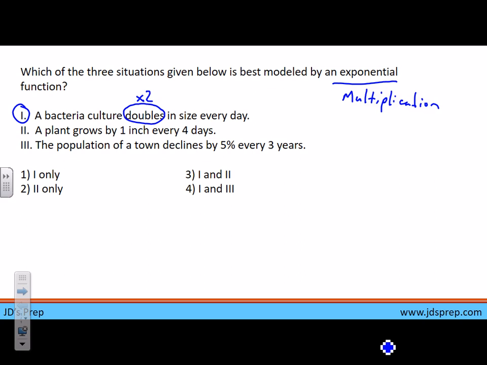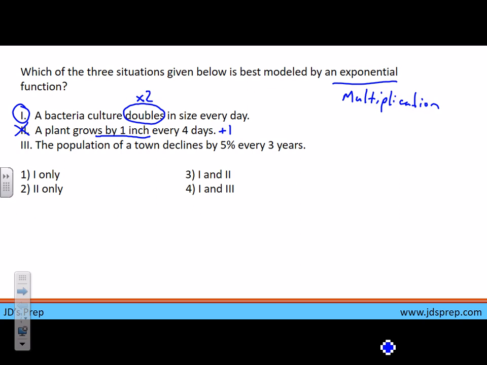For the second situation, we're told that a plant grows by 1 inch every 4 days. So the quantity in this case is the size of the plant, and we're told that it grows by 1 inch every 4 days. Growing by 1 inch is implying that the size adds on 1 inch every 4 days. Since this is addition and not multiplication, this would be more suited to a linear model, not an exponential model. So we don't want number 2.